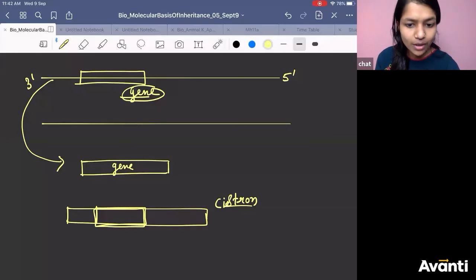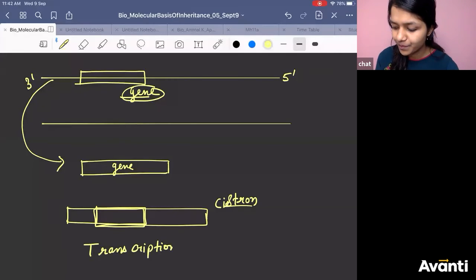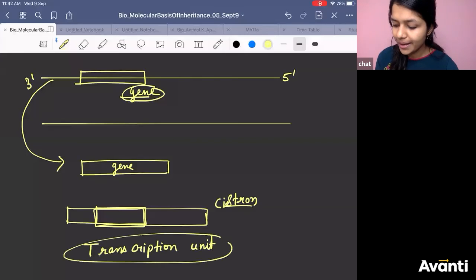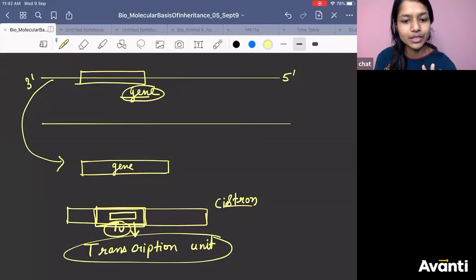Now this cistron, which is going to get transcribed, will have a transcription unit. Here you will have the transcription unit. Now what is this transcription unit? That we are going to see.